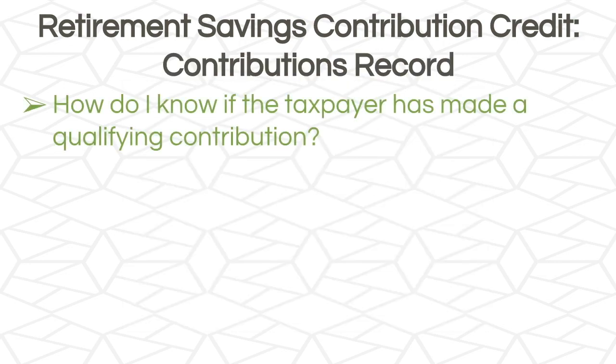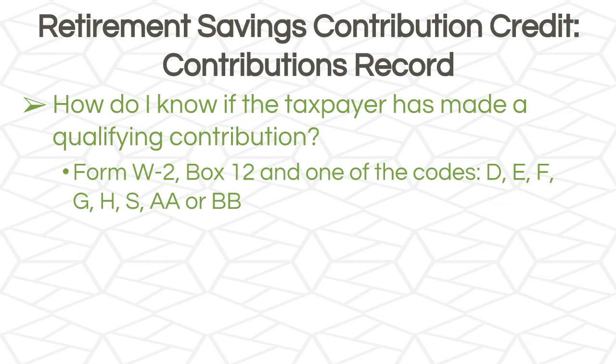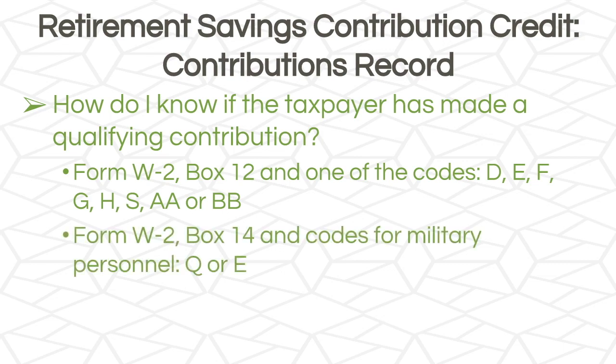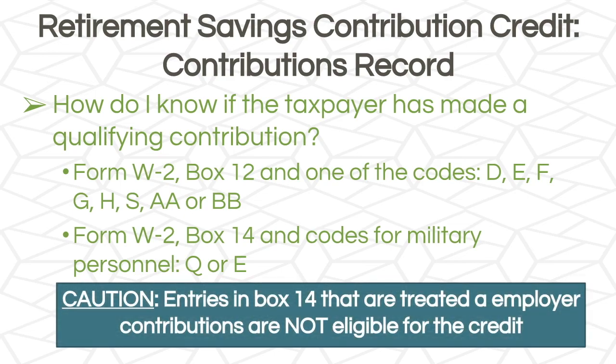So how do I know if the taxpayer has made a qualifying contribution? If on Form W-2 in box 12 you see one of the following codes: D, E, F, G, H, S, AA, or BB. And then if box 14 has codes Q or E for military personnel. And I want to caution you about certain entries in box 14 that are treated as employer contributions. We mentioned this before, but they are not eligible for the credit, and there's a lot more detailed information in your site coordinator handbook about this.